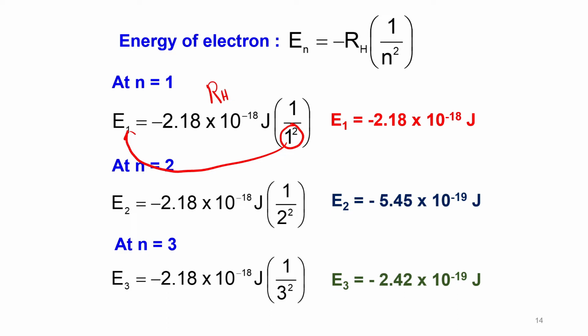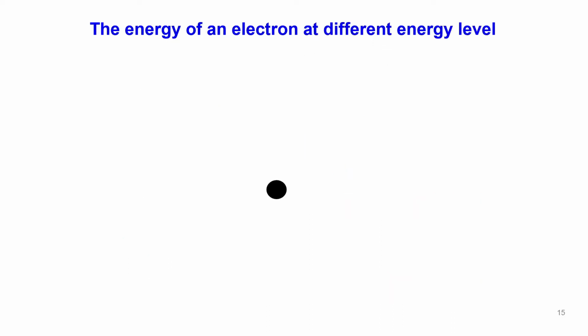Okay, so negative 2.18 exponent negative 18. So kalau 1 over 2 square, the value of E2, energy at level 2, is equal to negative 5.45 exponent negative 19. If energy at level 3, negative 2.18 exponent negative 18 times 1 over 3 square, so we got negative 2.42 exponent negative 19 joule. Jadi energi ini adalah nilai energi yang terdapat pada setiap aras tersebut. Pada setiap level dia mempunyai energi ni. So the energy of an electron at different energy levels.